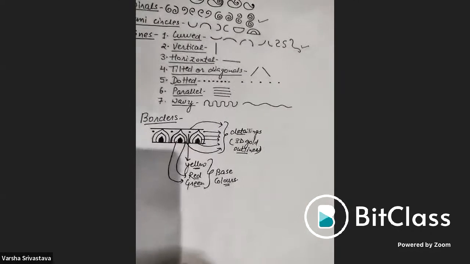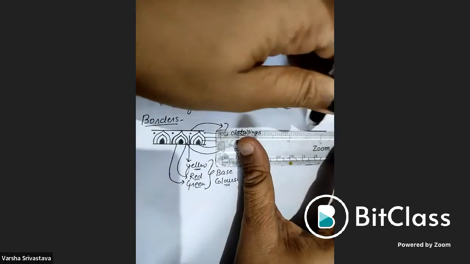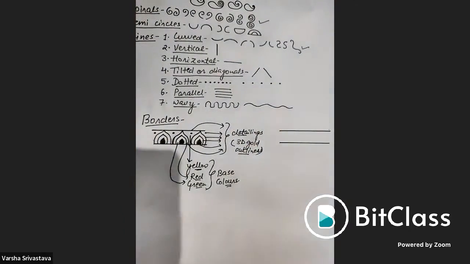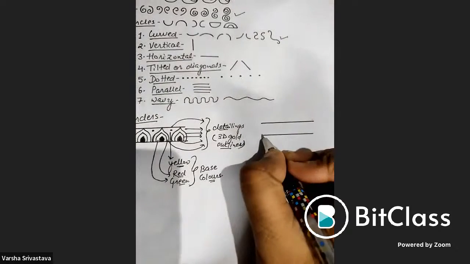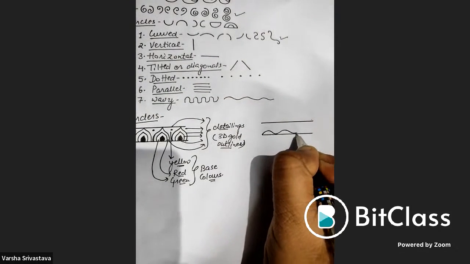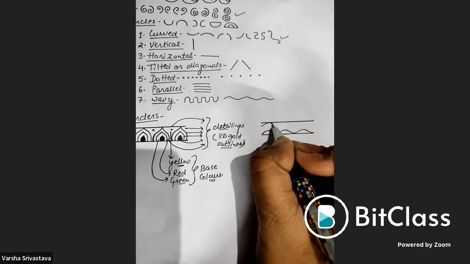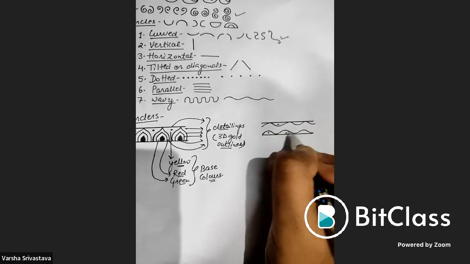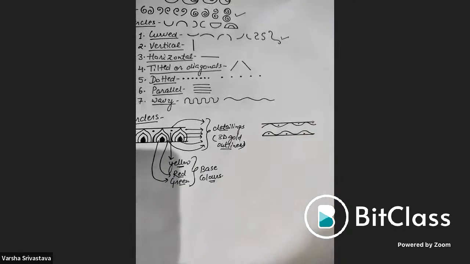Okay. Now I'm going to make another border, and that is also a medium size border. I'm just making it right here. And in this, I'm going to make the waves like this and like this. And I'm going to put the dots over here like this.